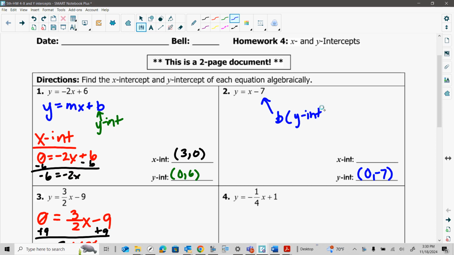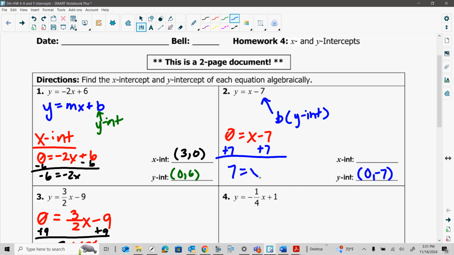Now, to get the x-intercept, you do need to plug in 0 for y. So when you rewrite it, it's going to be 0 equals x minus 7. And then we're just solving for x. So I just have to add 7 to both sides, and we get 7 equals x. So (7, 0). Do watch your signs.